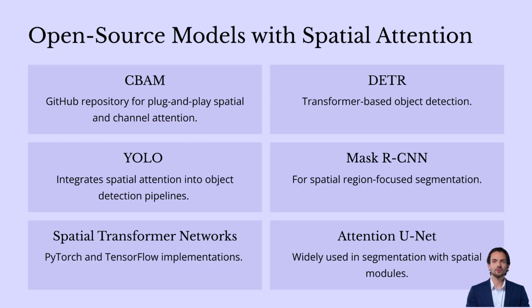Open source models with spatial attention. CBAM, GitHub repository for plug-and-play spatial and channel attention. DETR, transformer-based object detection. YOLO, integrates spatial attention into object detection pipelines. Mask R-CNN, for spatial region-focused segmentation. Spatial Transformer Networks, PyTorch and TensorFlow implementations. Attention UNet, widely used in segmentation with spatial modules.